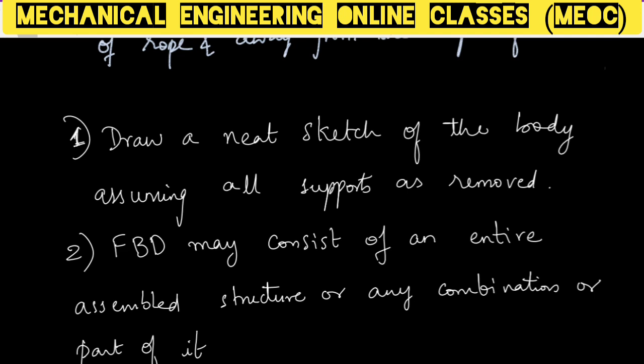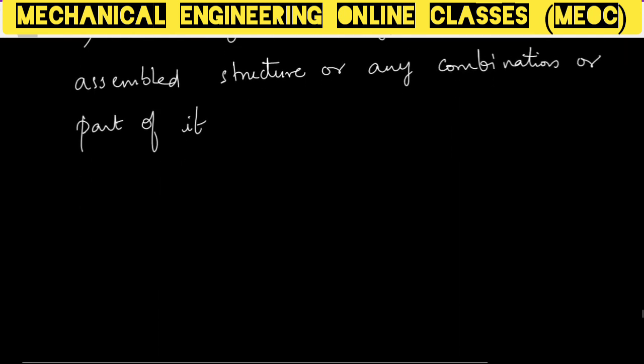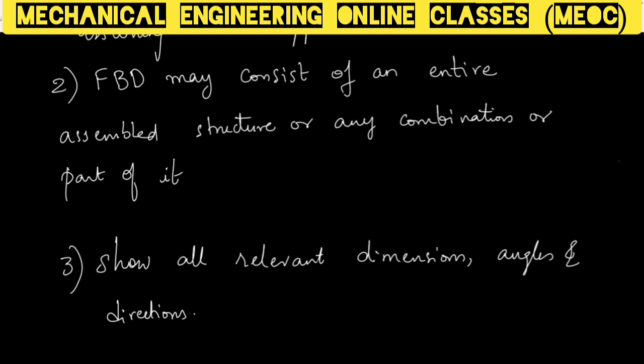So we can draw an FBD of an entire system as a single unit, or we can choose a part of the entire system, or it could be just one point. If a mechanism has many links joined at different points, we can draw the FBD of that single point also. So FBD of an entire system, or a part of it, or a point in it can be drawn. We must show all the relevant dimensions, angles and directions.